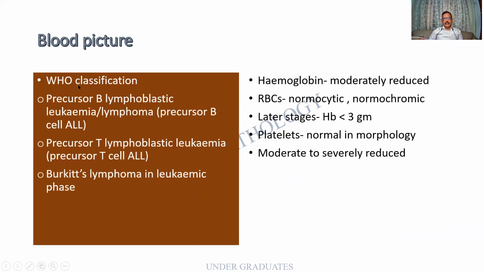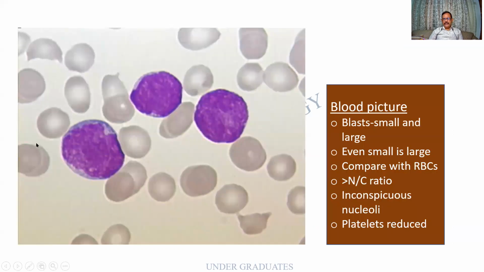There is another classification called the WHO classification, which I would like you people to write. Precursor B lymphoblastic, precursor T lymphoblastic, and the Burkitt's lymphoma. There are the 3 types which you people will have to mention. Write both the classifications.